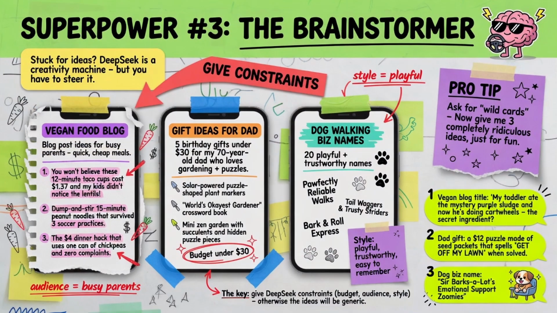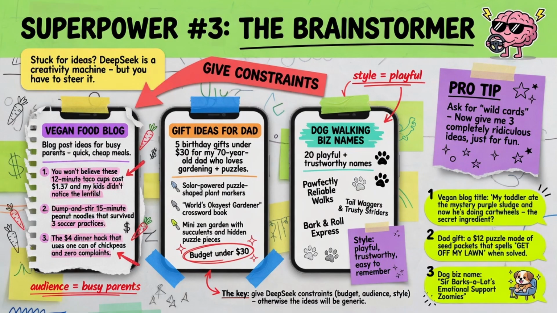Superpower number 3, the brainstormer. Stuck for ideas? DeepSeek is a creativity machine, but you have to steer it. Example, blog post ideas for a vegan food blog. Brainstorm 10 blog post titles for a vegan food blog.